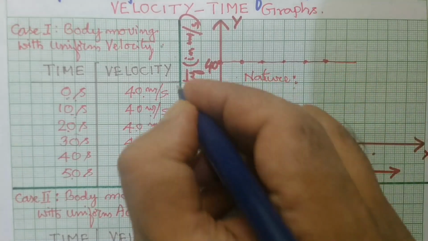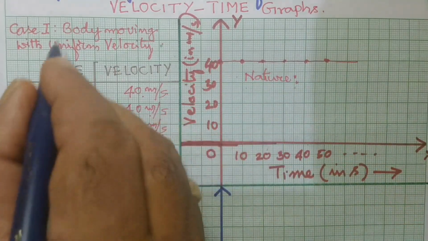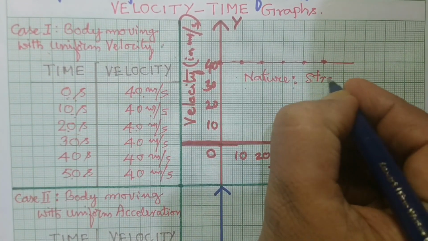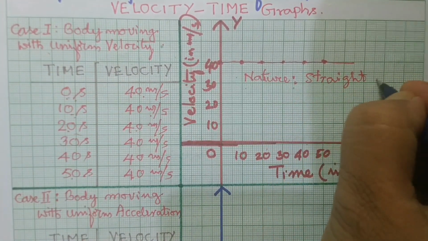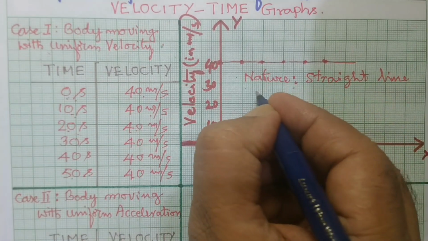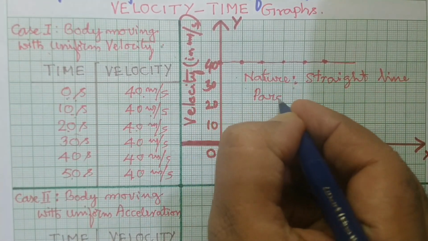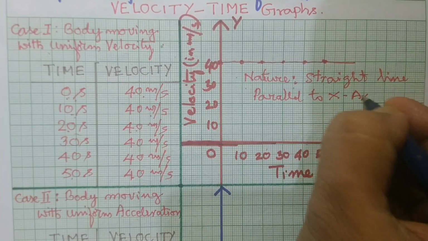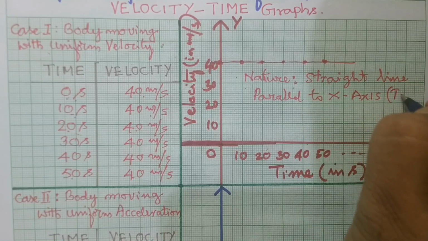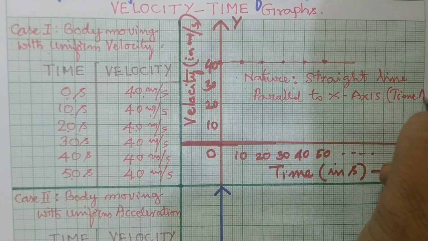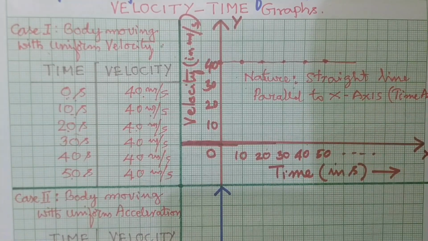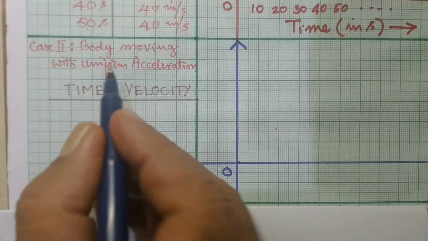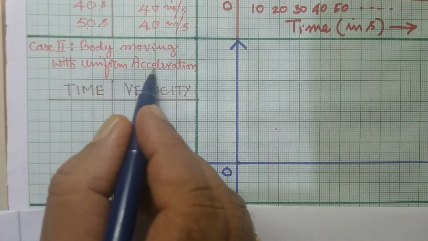That is, for this velocity time graph, a body moving with uniform velocity, nature is a straight line parallel to the x-axis. It is also known as a time axis. Already I told you, like this. Okay. In the second case, we take up a body moving with uniform acceleration.